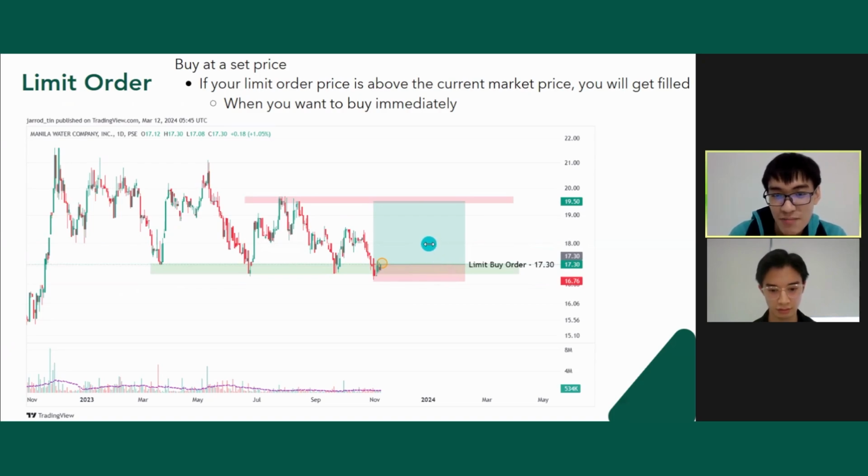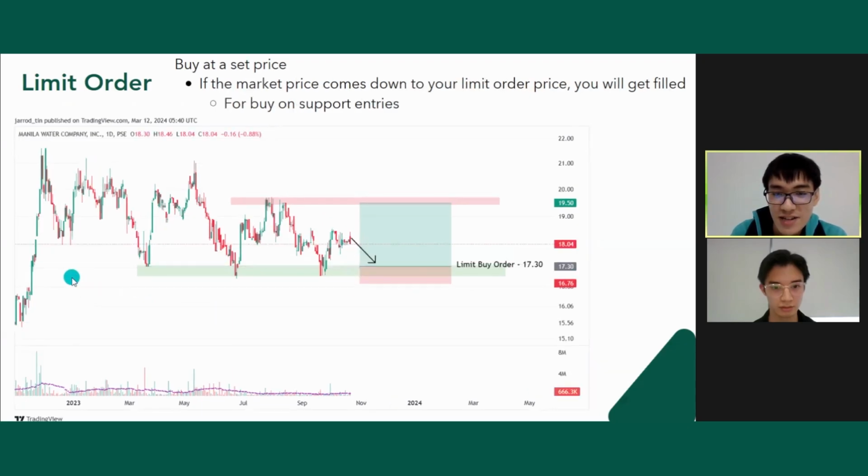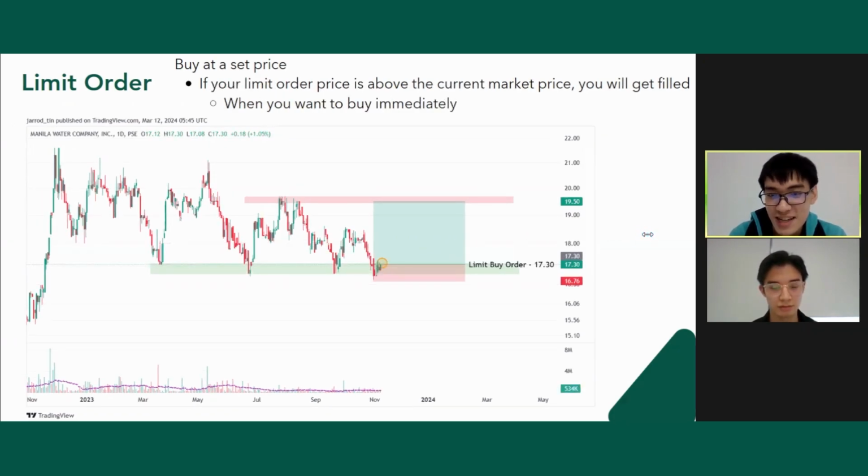Bakit higher? Para ma-fill ka agad, diba? Kasi if the price is at 17.3 and you want to get filled immediately, edi you bid higher para ma-fill ka na, diba? You can get filled, you can buy the ask price, diba? So that's a limit order. So just a recap, so the two limit orders, so you can set a limit order if price is not yet there, but hintayin mo na lang yung presyo na bumagsak dun. Or if you want to buy immediately, you just set your buy limit order at or above the current market price para ma-fill ka agad.